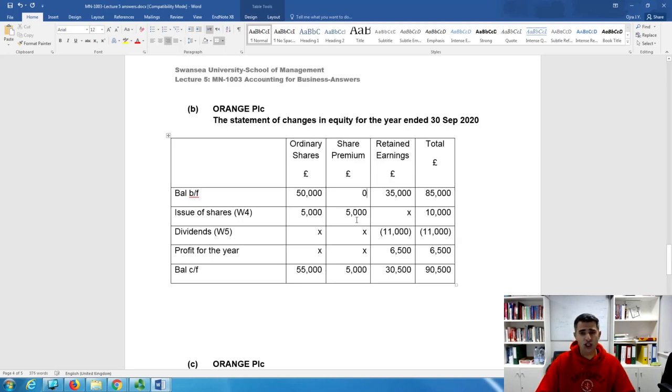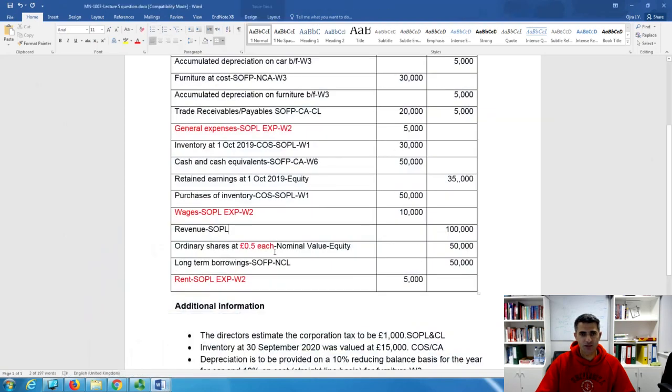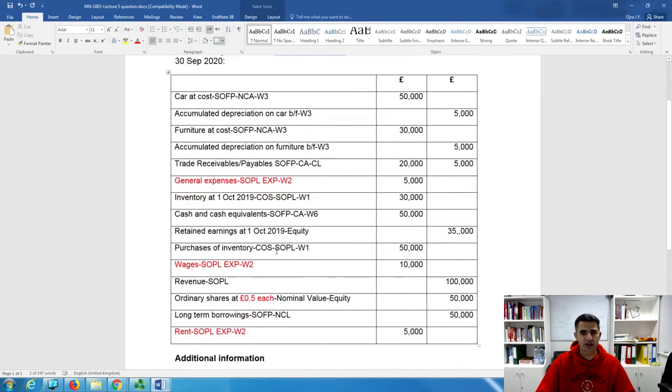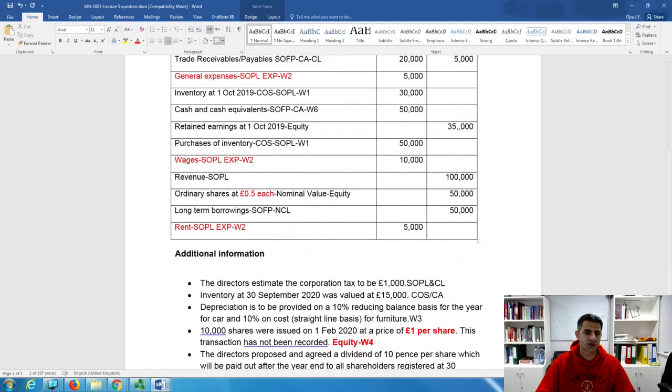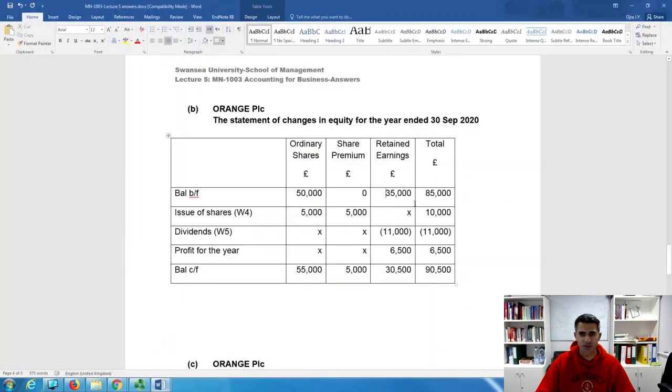For issue of new shares, we have share premium, the one we calculated in W4, if you remember, the 5,000, so equal 5,000. So when it comes to retained earnings, this is the formula which you need to do. The opening balance for retained earnings, if you look at the question here, you'll see the opening balance for retained earnings equal 35,000 pounds.